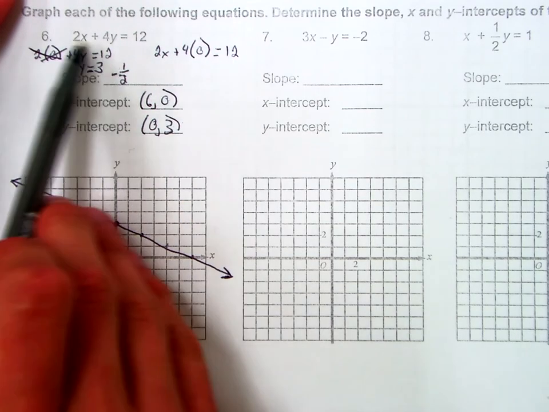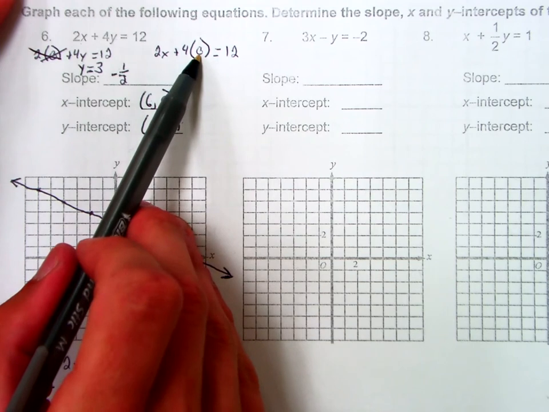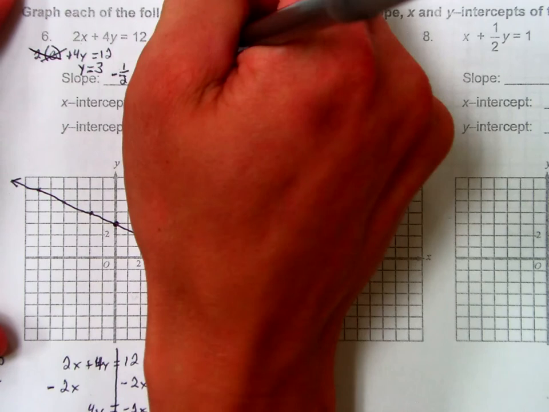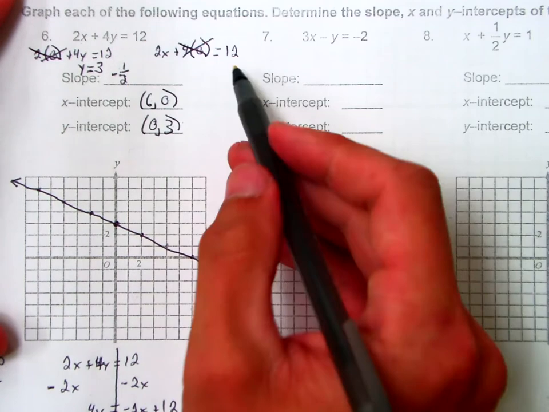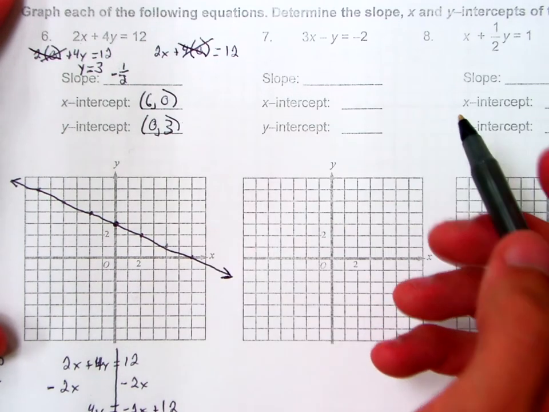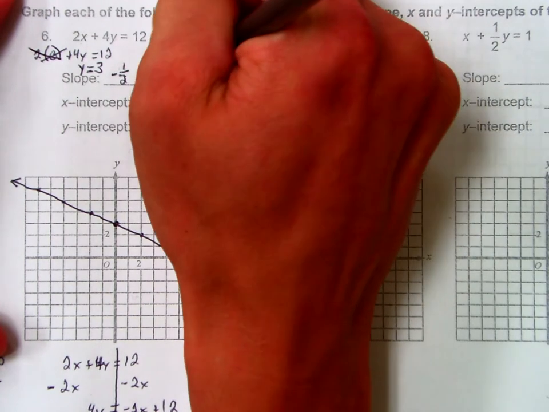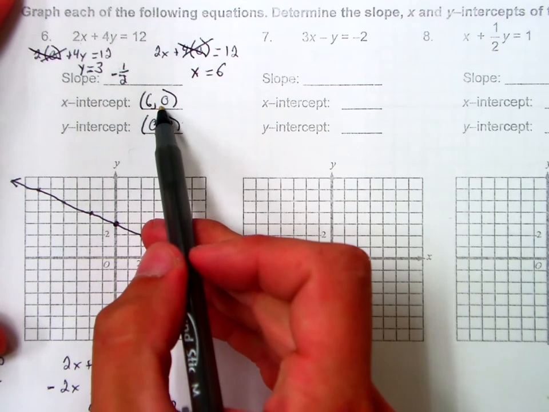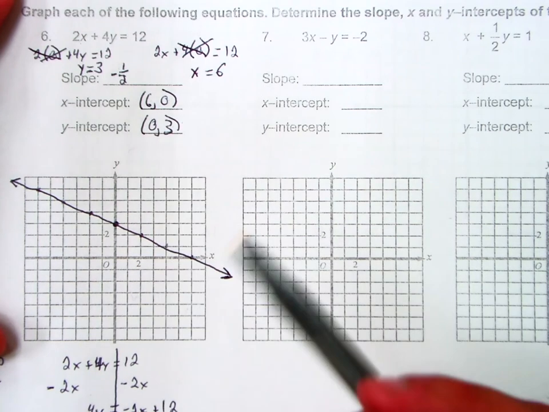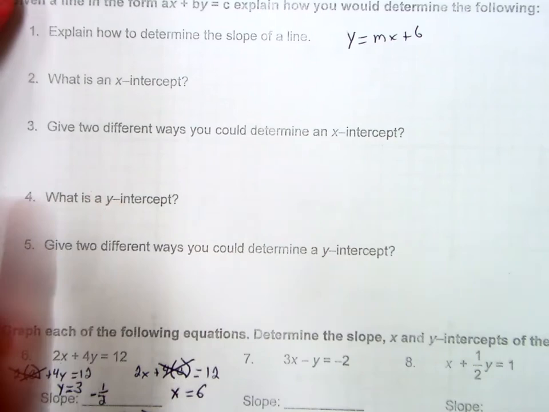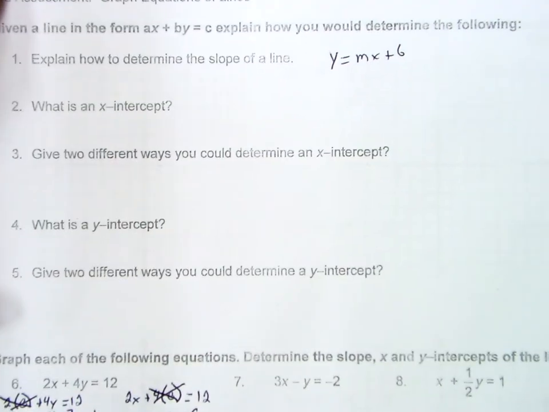So I just rewrote this, except I plugged 0 in for y. I've got 2x plus 4 times 0 is 0. Don't need it anymore. So I've got 2x equals 12. Divide by 2 on each side, so I've got x equals 6. Sure enough, that's my x-intercept. So, 2 ways of finding an x-intercept. To answer this up here, well, let's answer some of these questions. Let's start with 1.